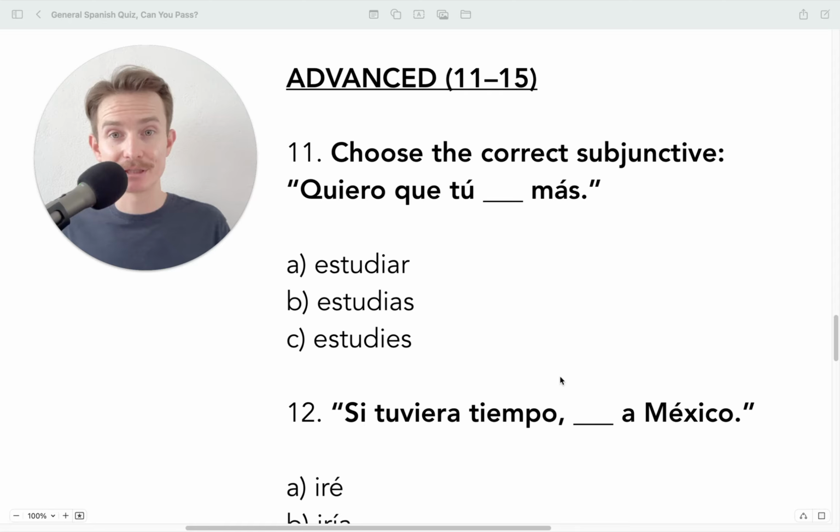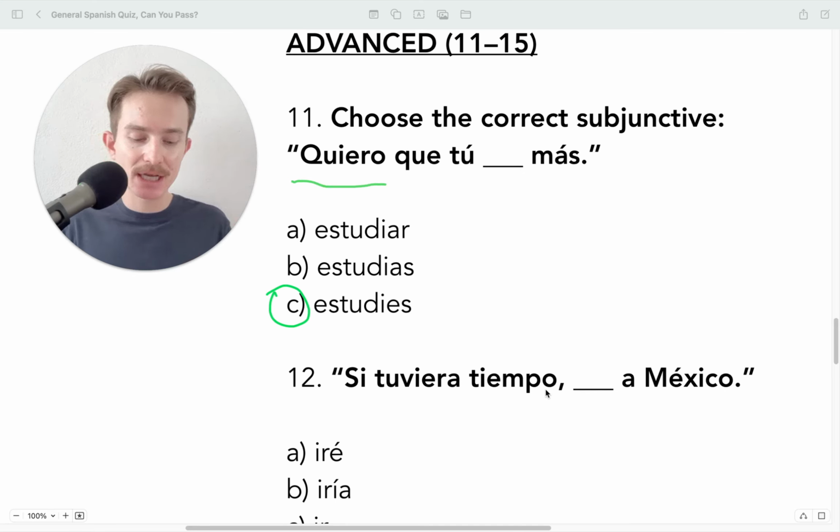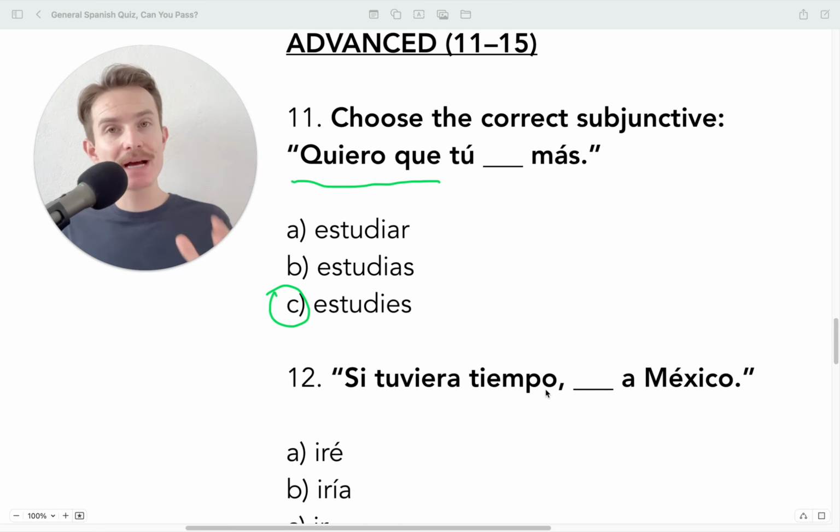Choose the correct subjunctive. Quiero que tú blank más. Okay? Estudiar, estudias, or estudies. In this case, it's going to be estudies. Hold on, I'm going to redo that so I don't block out the E. The reason is because I'm saying quiero que. Just because I want you to study more doesn't mean that you're actually going to do it. This is the idea of the subjunctive mood in Spanish. There is doubt. It's not a fact. It's not a guarantee that you are going to study. Just because I want you to do that doesn't mean you are.